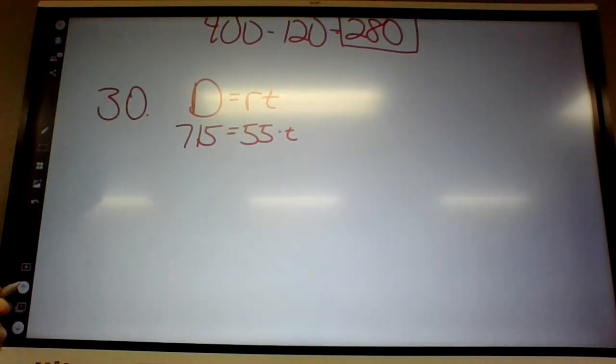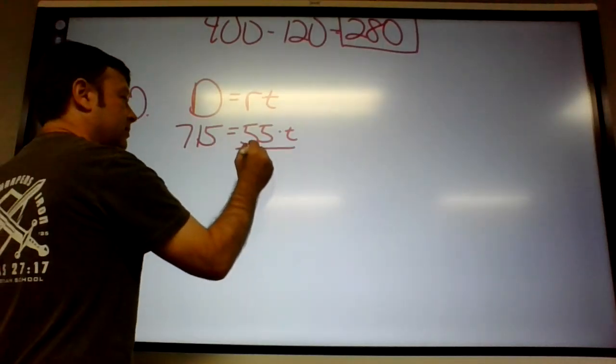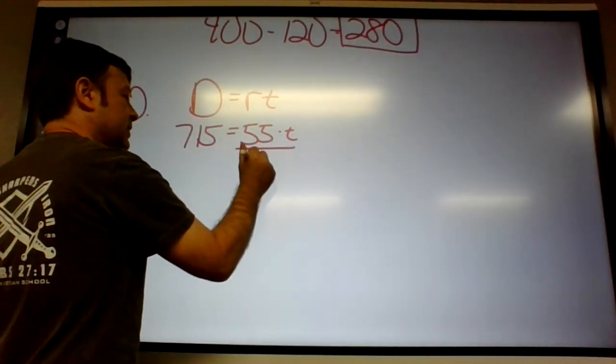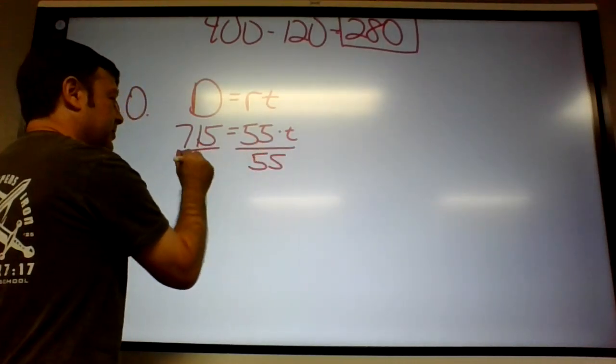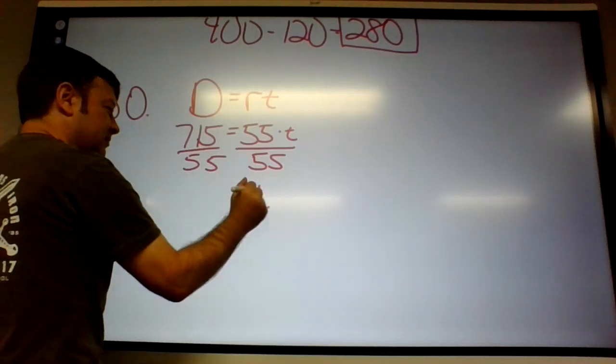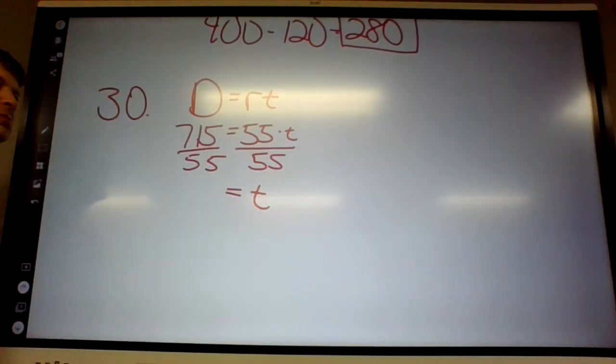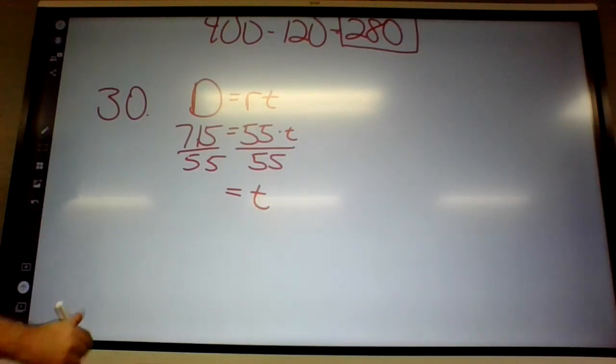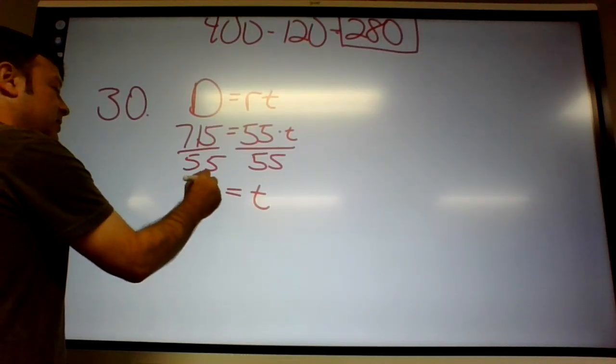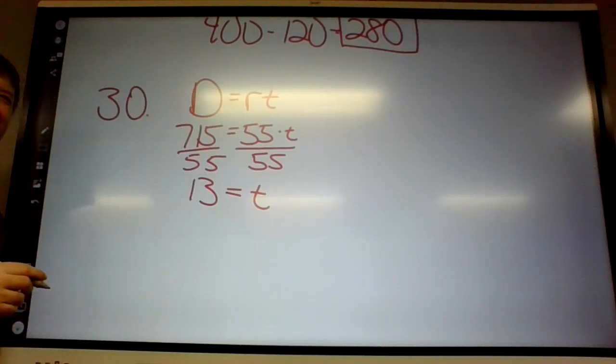You divide. Divide by 55. Yeah, that's fine. Just remember this is even. 13, what does that mean in this problem? 13 hours. That is a miserable drive.